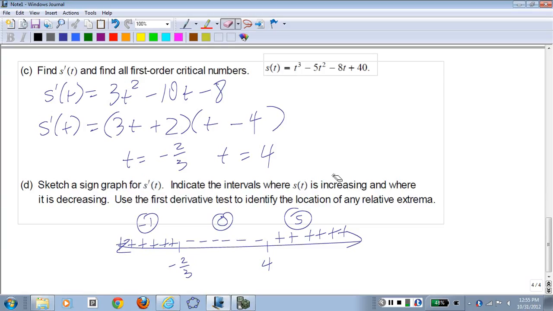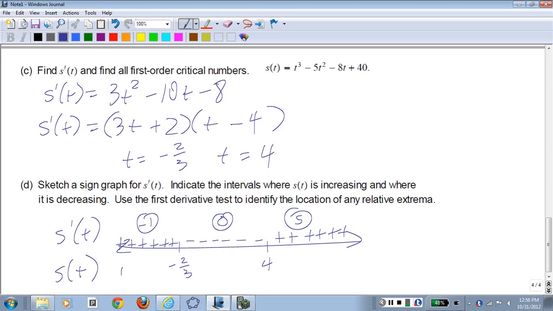So what do the pluses tell us about the original function s of t? So this is s prime of t. S prime of t is positive, s prime of t is negative, s prime of t is positive. S of t is increasing. S of t is decreasing. And s of t is increasing. I know it feels like we've done this before because, well, we've done this before. That's why it feels that way.